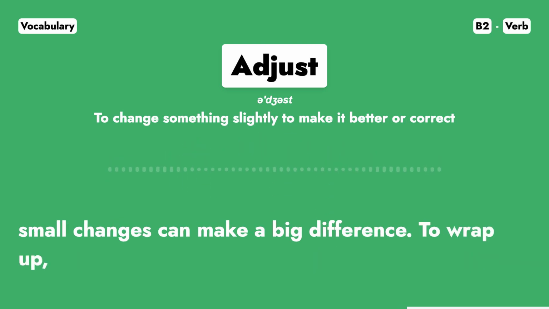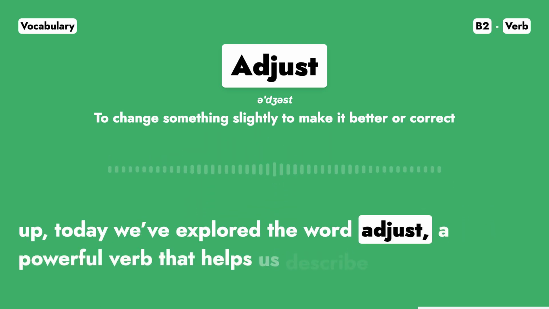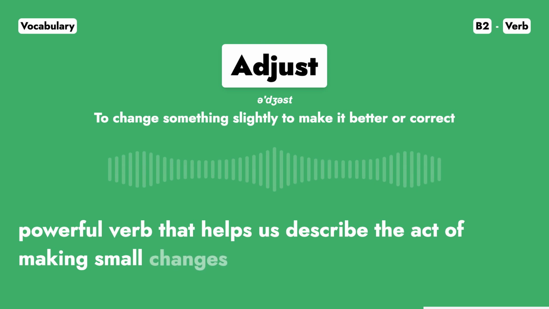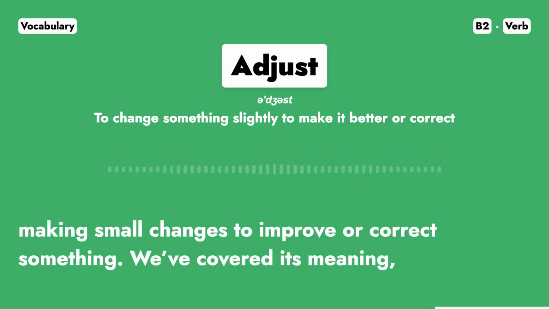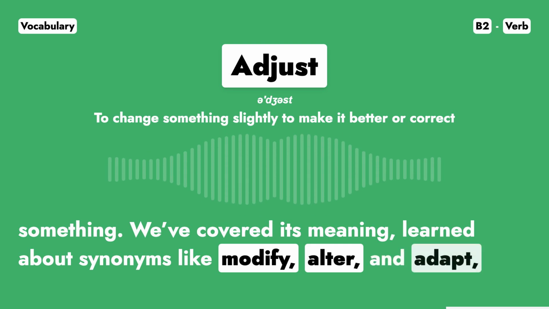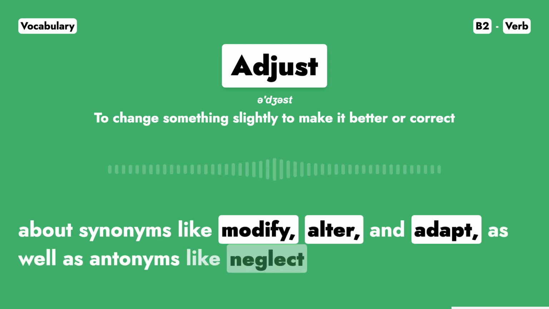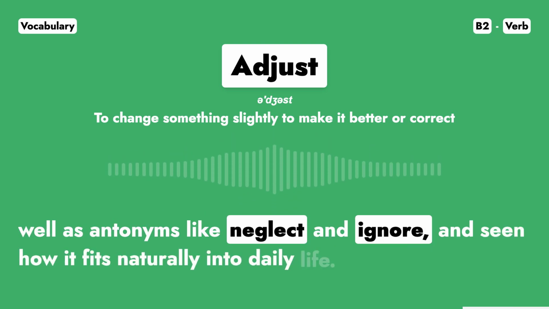To wrap up, today we've explored the word adjust, a powerful verb that helps us describe the act of making small changes to improve or correct something. We've covered its meaning, learned about synonyms like modify, alter, and adapt, as well as antonyms like neglect and ignore, and seen how it fits naturally into daily life.